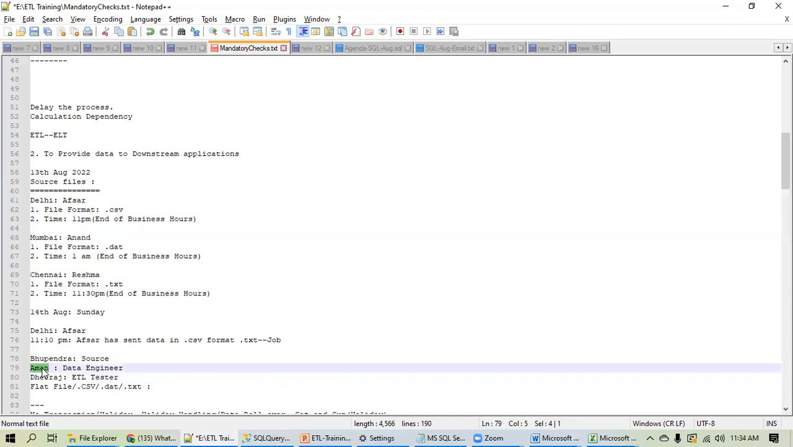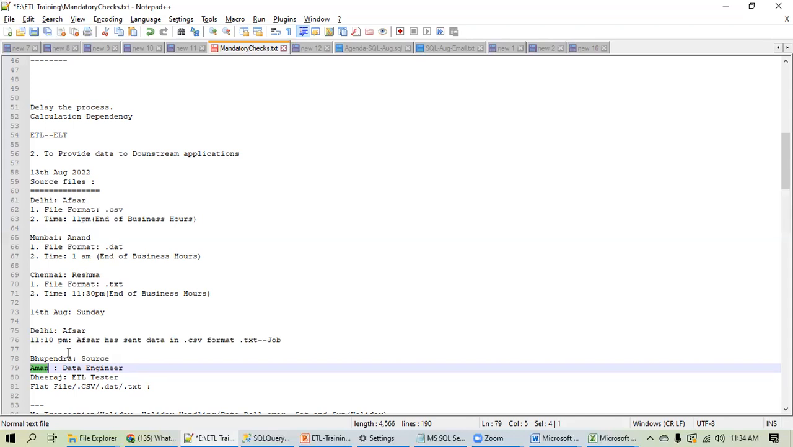Why? I will tell you the reason. Because once you receive the file, the tester has to do the testing. And if there is any defect, then they will tell the data engineer that, okay, Aman, there is a defect, and then Aman will work on that. So first of all, Dheeraj has to start testing. If there is any issue, then Dheeraj will tell Aman, please check, this is not working correctly. And if there is any issue in Aman's code, he will rectify it.